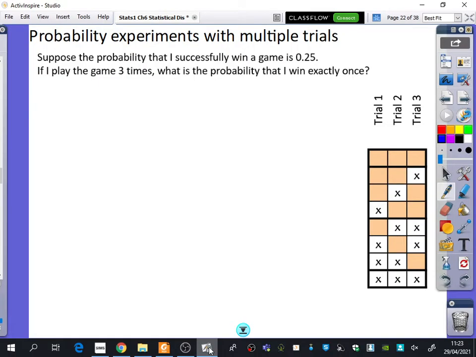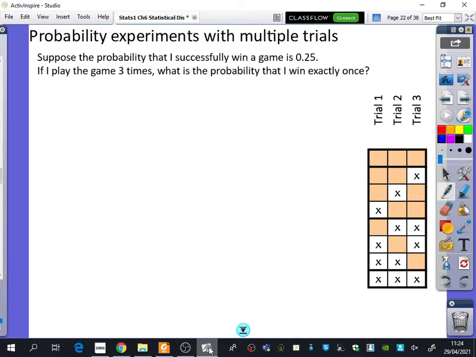So we are going to be doing now probability experiments with multiple trials. When I say multiple trials, I mean that things are going to be happening several times. So it could be like rolling a dice a certain number of times. I'm going to be talking about these questions as though I'm playing a game, and I'm going to tell you the probability of success that I win a game.